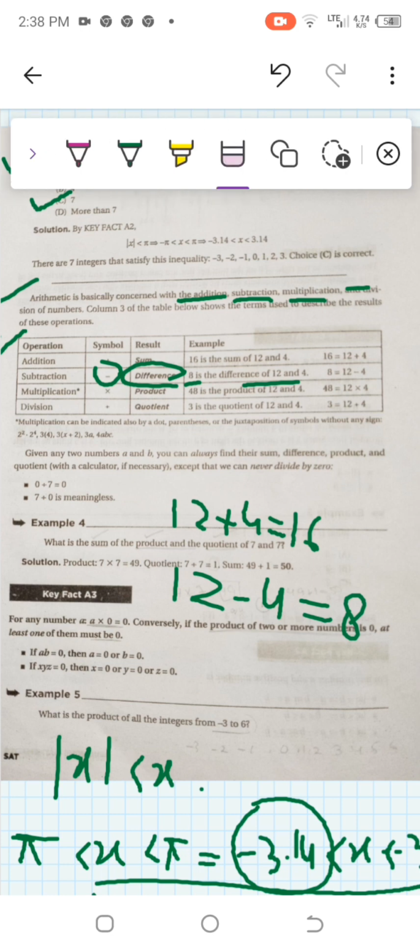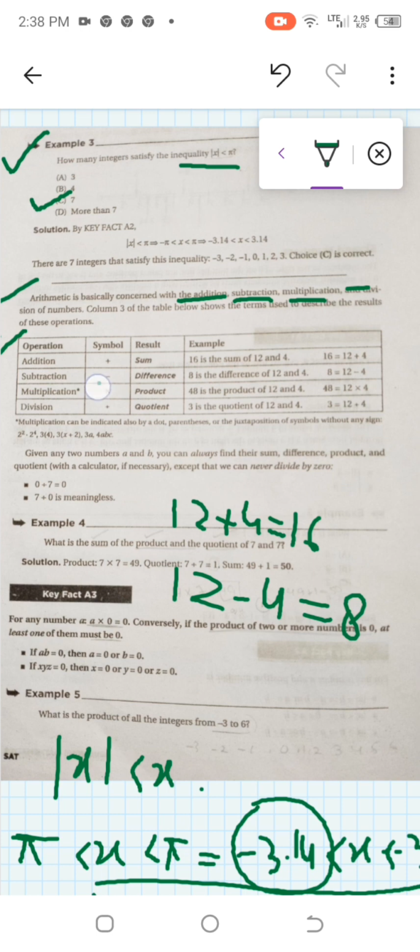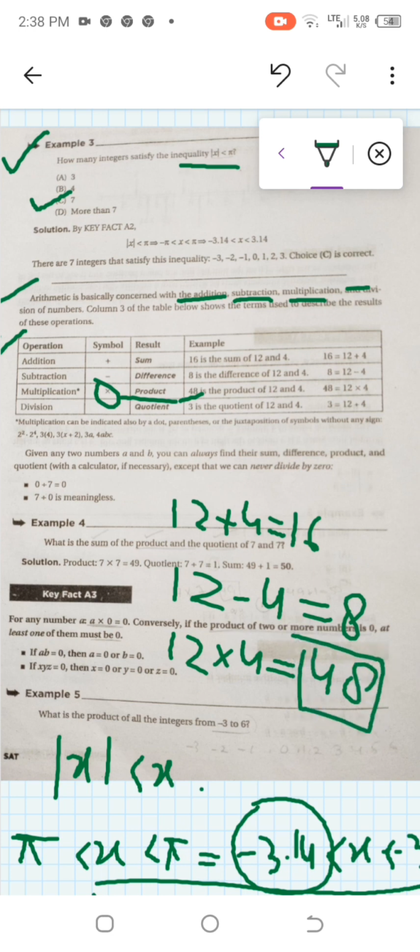Okay. After that, third we have multiplication. The symbol of multiplication is the multiply sign. It is basically related to product. दो चीज को multiply करना, product निकालना. So as you can see, 48 is the product of 12 and 4. 12 into 4 will be 48. तो क्या है, 48 एक product है 12 and 4 का, दो integers का.